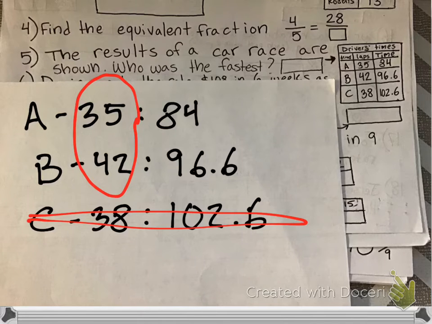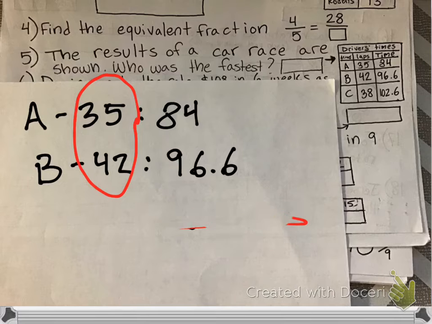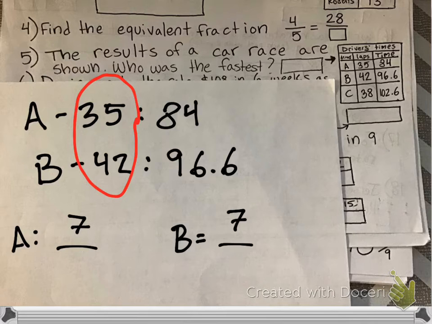What's the greatest common factor of 35 and 42, Daniel? Their greatest common factor is 7. Exactly. So we're going to set them up into ratios of 7. So for A, it becomes 7 over something. We'll get there in a second. And for B, it becomes 7 over something. What did we divide A by to get 7? Who can tell me? Trey. 5. We divided by 5, so we're going to divide 84 by 5. What did we divide B by to get to 7, Lucy? 6, so we're going to divide 96.6 by 6.